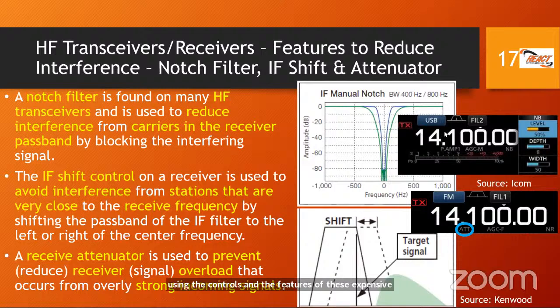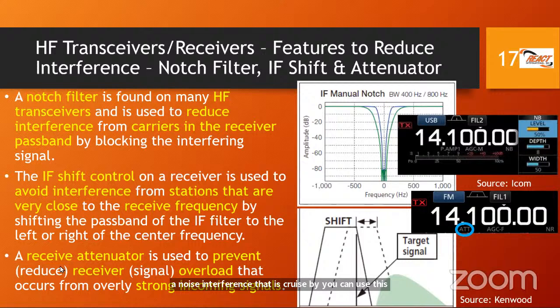One of those good features we're looking for, a nice notch filter. All right, so this other bullet point, I don't think it's on the exam anyway, is called the IF shift control. And of course, if you have a noise interference that is close by, you can use this IF shift control and slide and avoid that frequency that is causing the interference, right?